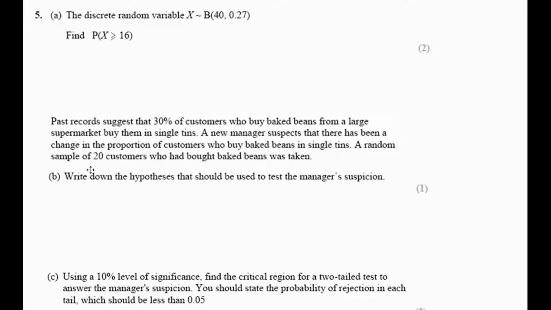Okay, and moving forward to number 5. The discrete random variable x follows a binomial distribution where n equals 40 and p equals 0.27. Find the probability that x is greater than or equal to 16.